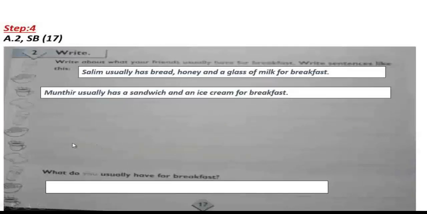Okay, that's right. Now, here you are going to write what? To write a sentence about what you usually have for breakfast. And in order to do this, you need to answer this question. What do you usually have for breakfast? I usually have a burger and orange juice for breakfast.